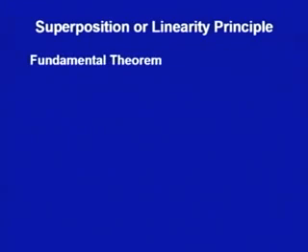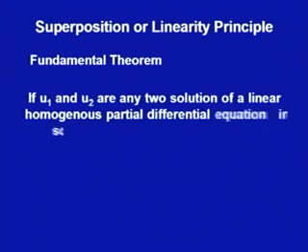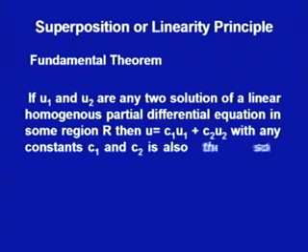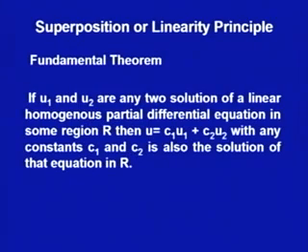The result is: if u1 and u2 are any two solutions of a linear homogeneous partial differential equation in some region R, then a linear combination U as C1 u1 plus C2 u2 with any constants C1 and C2 is also a solution of that equation in that region R. For being a solution of any differential equation, we know that the function must have the second order derivatives which are coming in that equation, and it should satisfy that equation. So, this is the first result which holds true.